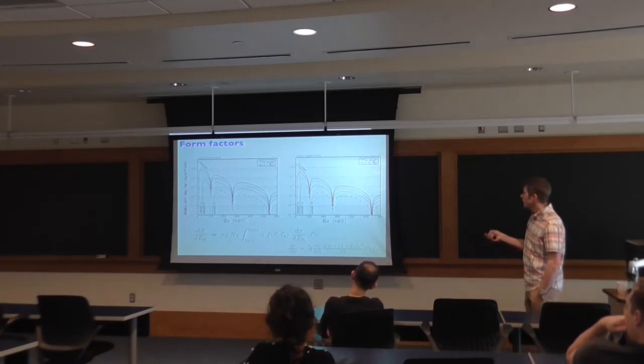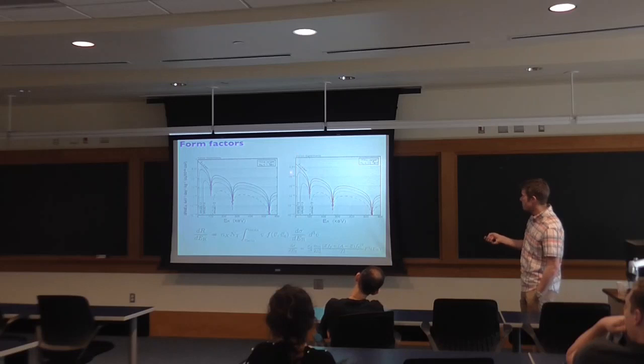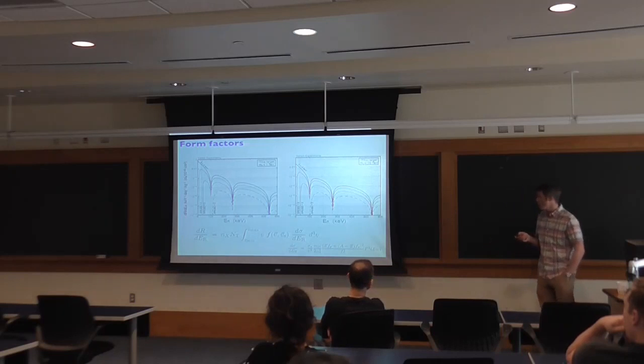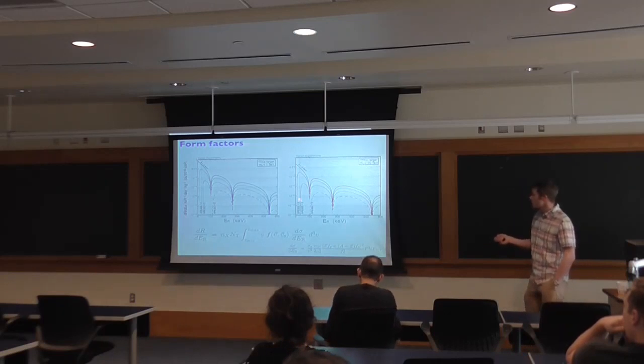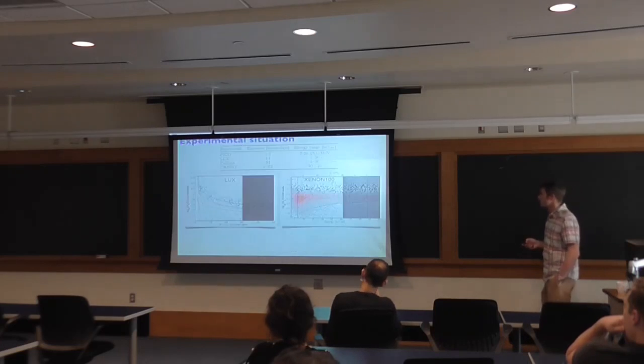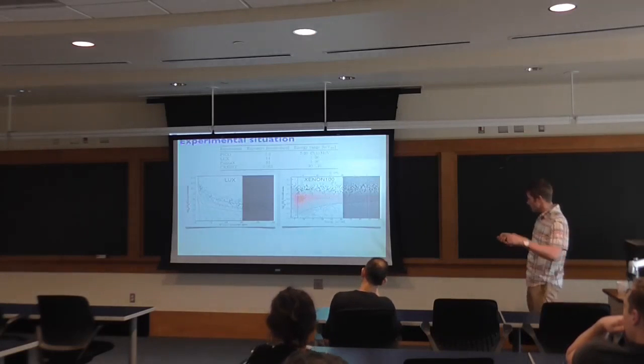So XENON, when they first produced their results, only looked for recoil energies between this dashed line and zero, because that's what theorists have been telling them for years. And unfortunately, in these inelastic models, they will be insensitive to large splittings. And so this is another way of saying the same thing.